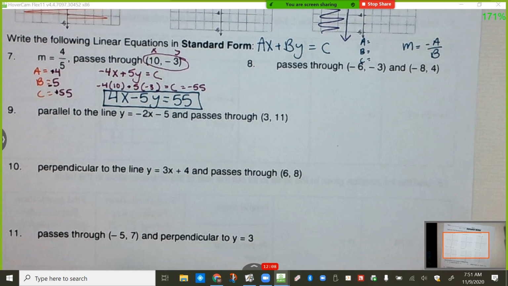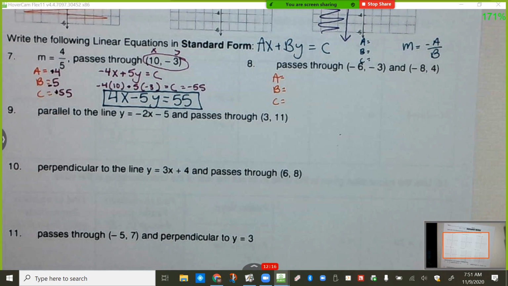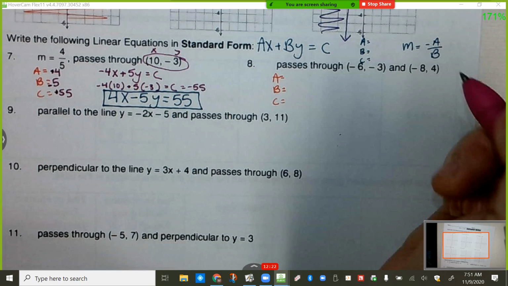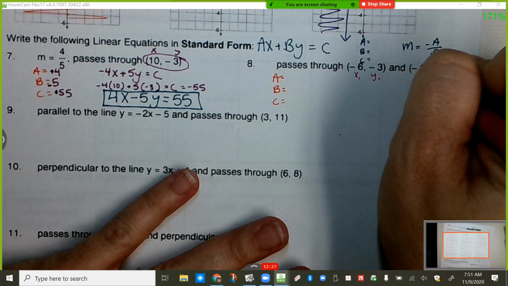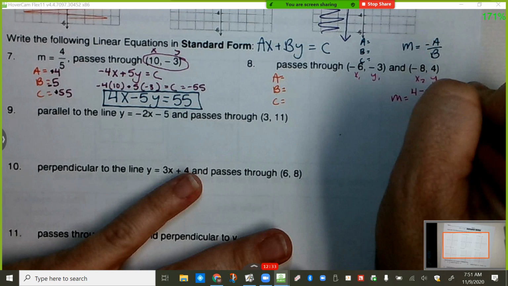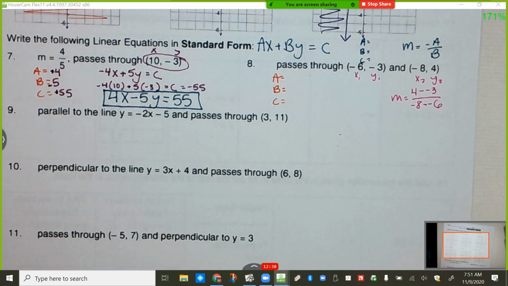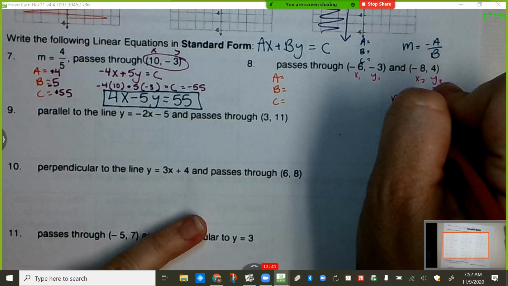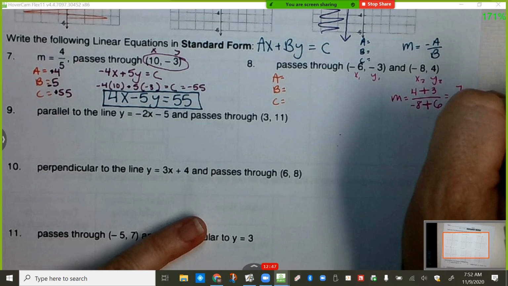Okay, so let's look at number 8. So again, we're writing in standard form, so again we'll have to find our a, b, and c. Now this one doesn't give us slope, but it gives us 2 points. So we can find our slope from 2 points by doing y2 minus y1 over x2 minus x1. So our slope is going to be 4 minus -3 over -8 minus -6. What happens with those double negatives in the middle? They become positive. Okay, which gives us 7 over -2.